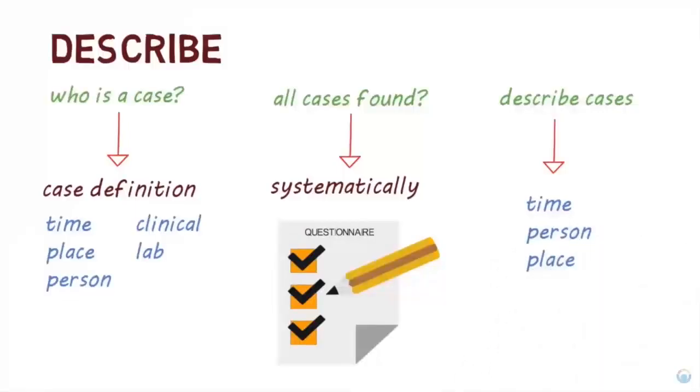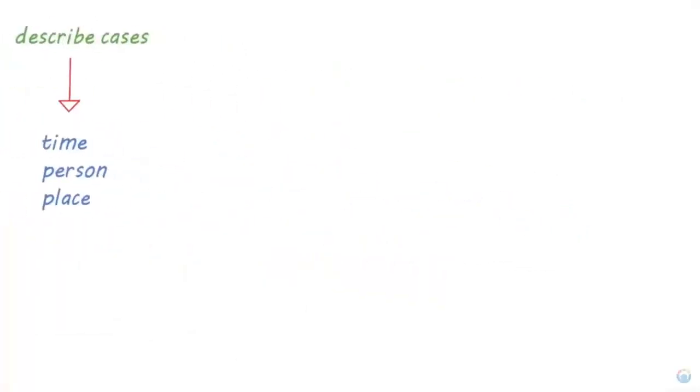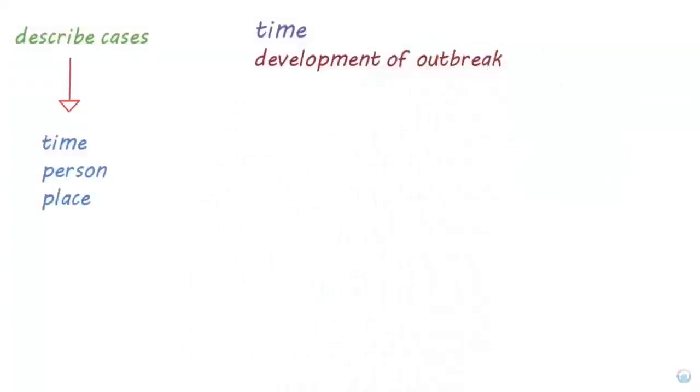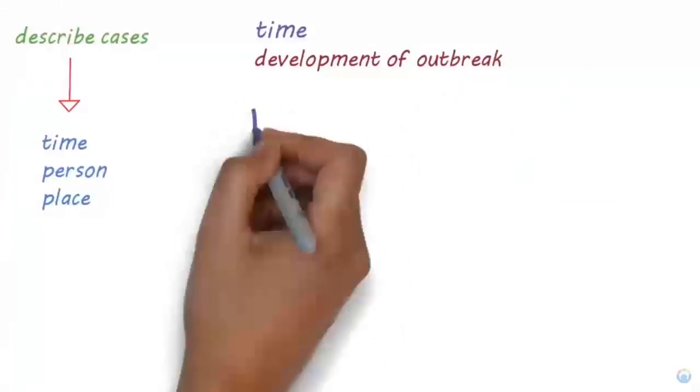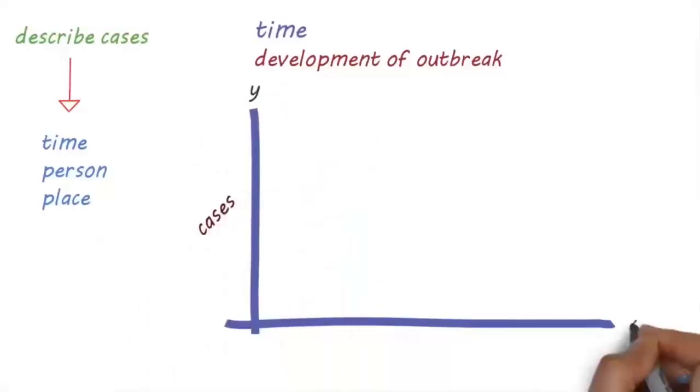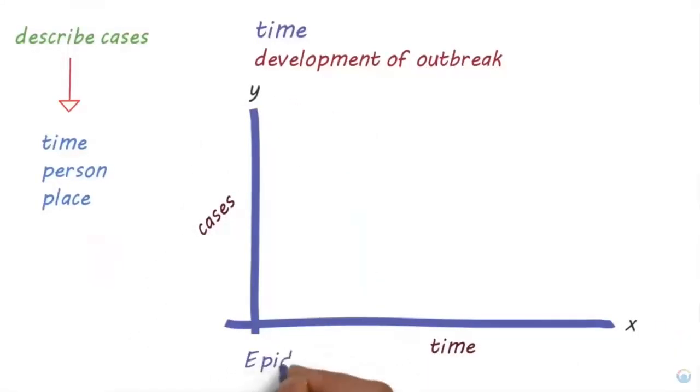Let's have a look at each one of them, because each of these provide useful insight into the outbreak. By describing the occurrence of cases over time, investigators can look at how the disease has developed over time. This is typically displayed in a graph that shows the number of cases in the y-axis and the time on the x-axis. This type of graph is known as an epidemic curve.